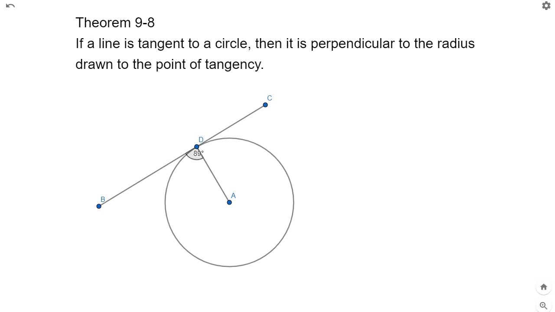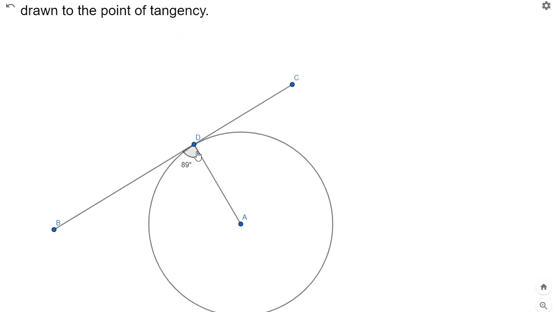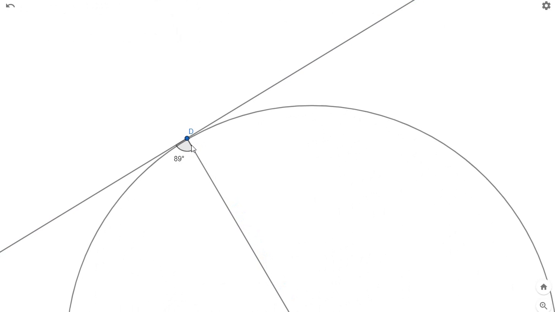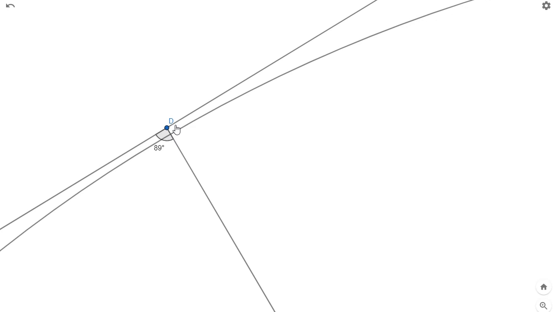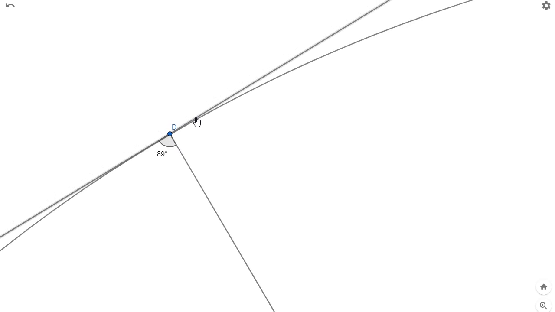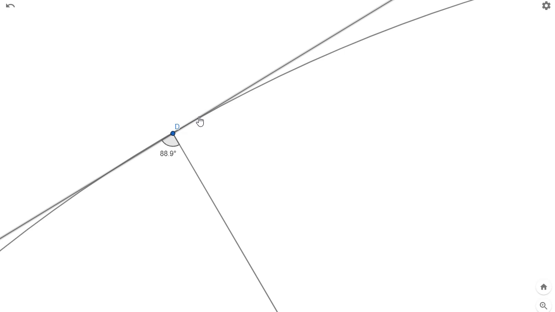Okay, so that was very close. The measure of this angle is 90 degrees, which means that it is almost perpendicular, but that's because I drew it by hand. Now let's take a closer look at the intersection of the circle and the tangent line. So notice that it is not quite there. I'm just gonna move it slightly. There you go.